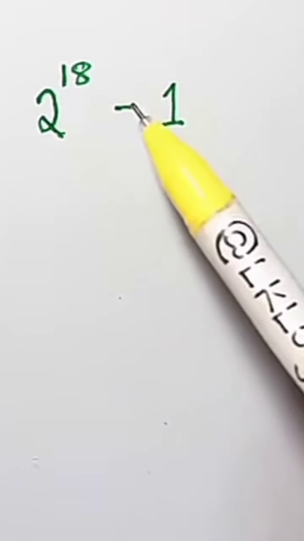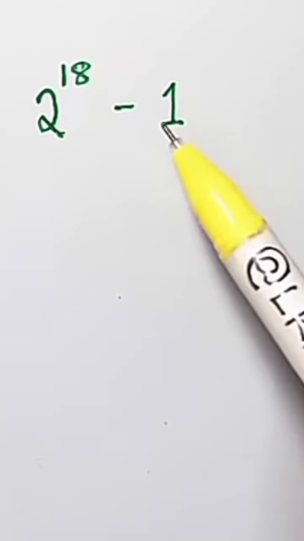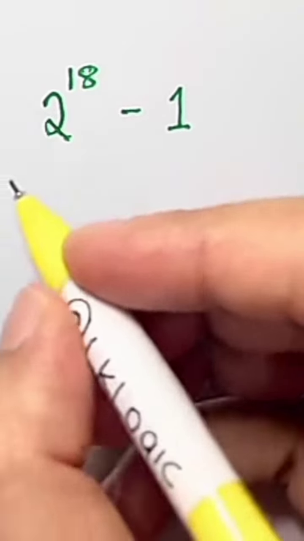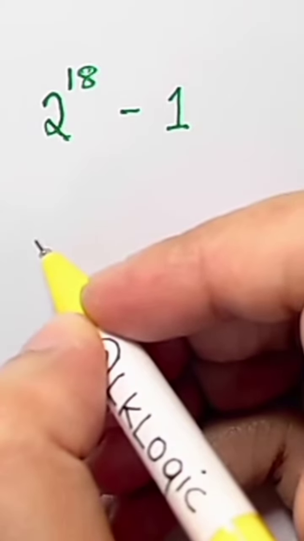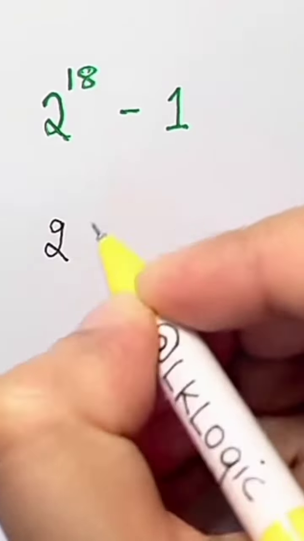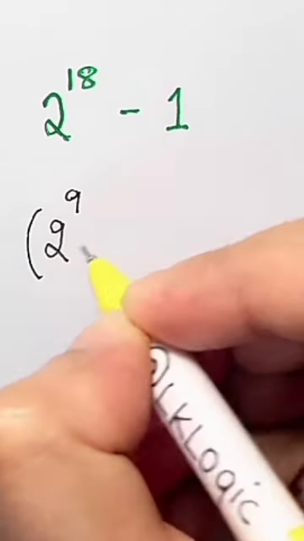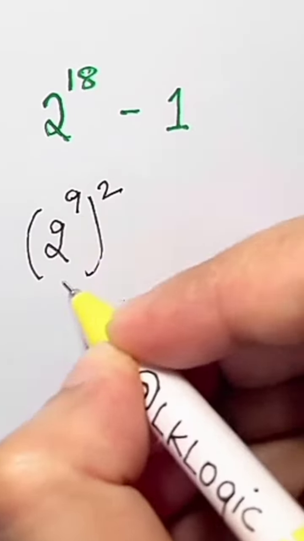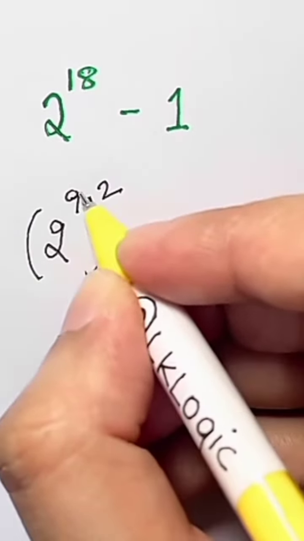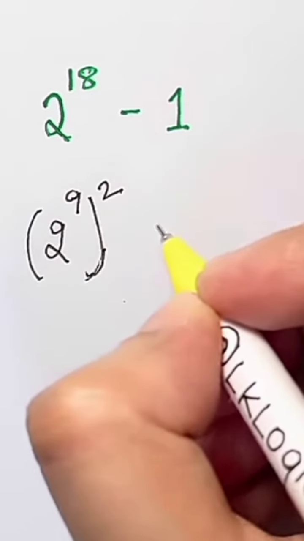The power of 18 minus 1 equals what? So first of all, we're going to split this. We are going to write it as 2 to the power of 9 times 2 is 18. So we know that 9 times 2. So we can write it like this: 2 to the power of 9 times 2 is 18, minus 1.